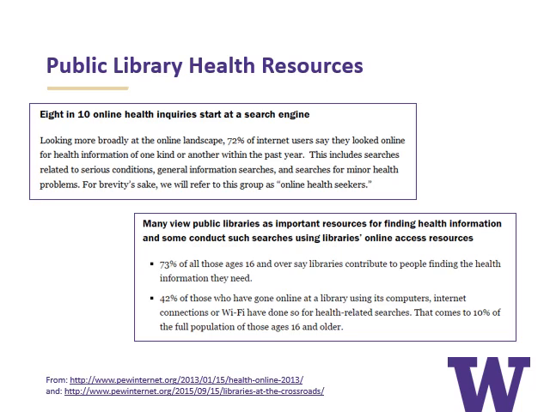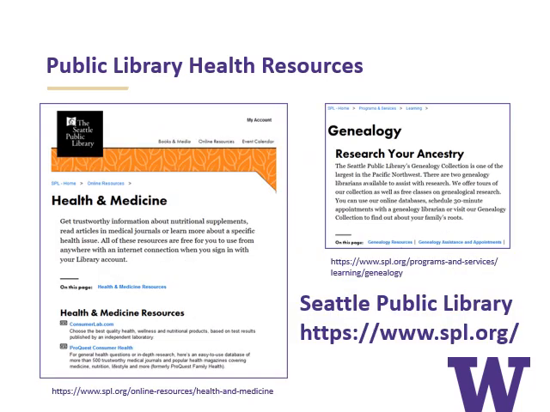Public libraries also play a large role in serving health information needs. Health information seekers can face barriers, like a lack of searching experience and paywalls, when searching online, so public libraries can provide both resources and training on searching techniques. Pew Research studies found that 8 out of 10 online health inquiries start at a search engine, and that many people use public libraries to find health information. For example, the Seattle Public Library provides resources on the topics of health and medicine and on genealogy.